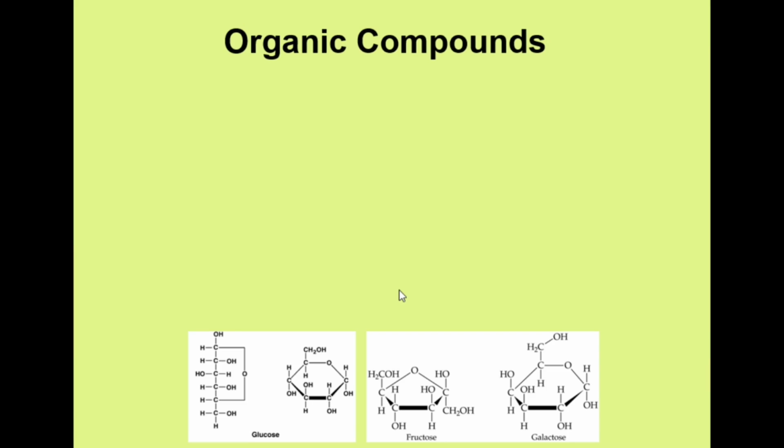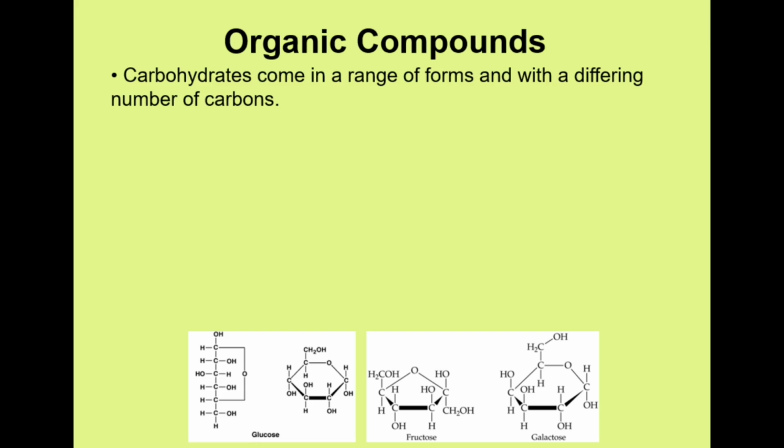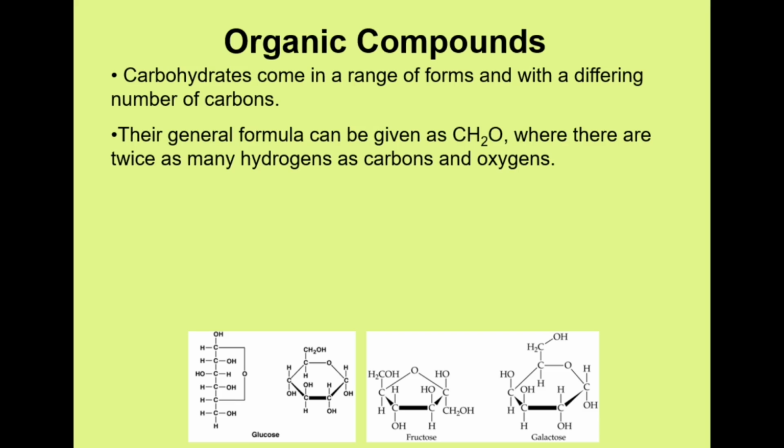Okay, so now we know a little bit about what carbohydrates are. Let's have a look at their structure. Carbohydrates come in a range of forms then, with a differing number of carbons. So if you remember at the end of the last session, I said that the study of organic chemistry is the study of compounds and molecules that contain carbons, and carbons are the main feature of carbohydrates. So their general formula can be given as some form of CH2O. So I don't want you to be put off by that. It's fairly straightforward to follow, particularly when we're talking about the monosaccharides and some of the disaccharides.